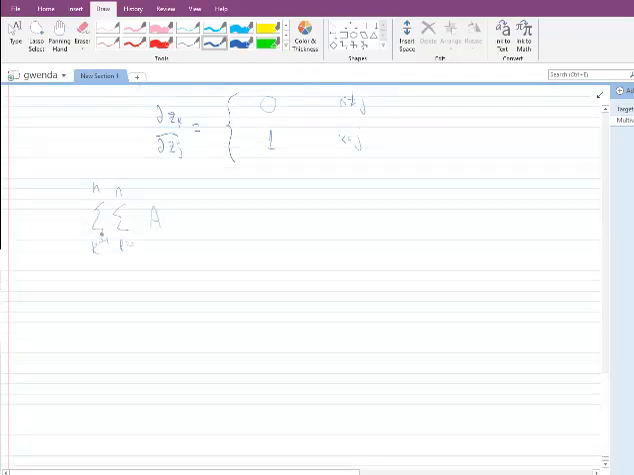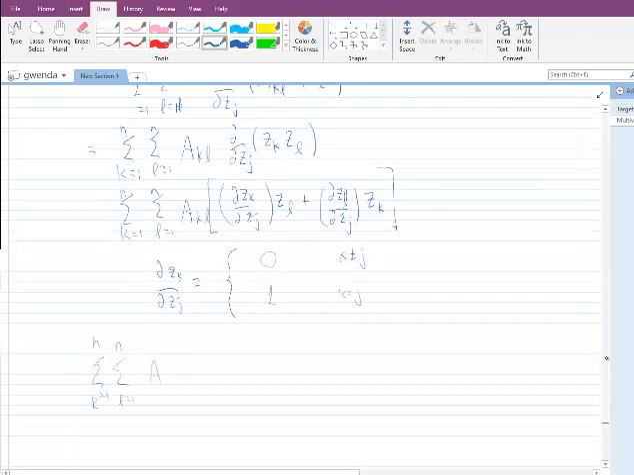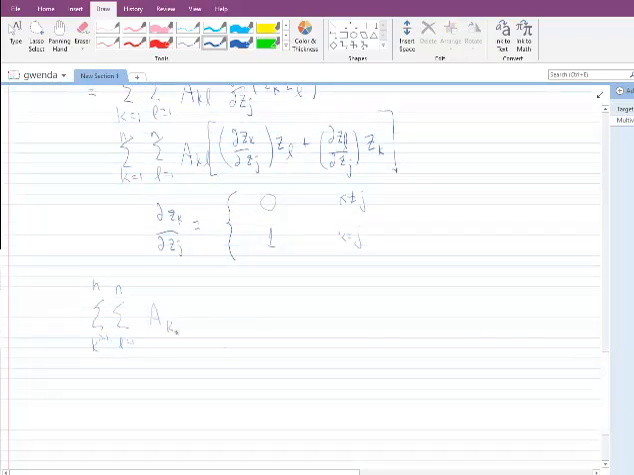All right. So you got two terms, a_kl, and then I'm going to write the z_l first, times dz_k, dz_j. Then I'm going to have plus the sum, k equal 1 to n, sum, l equal 1 to n, of a_kl times z_k times dz_l dz_j.